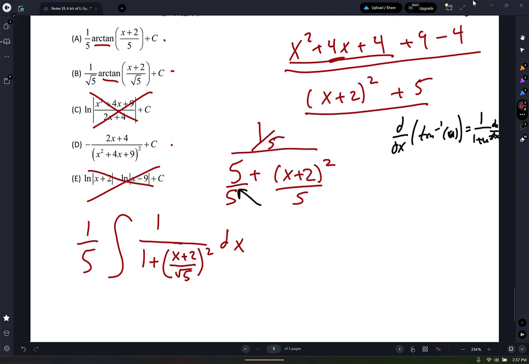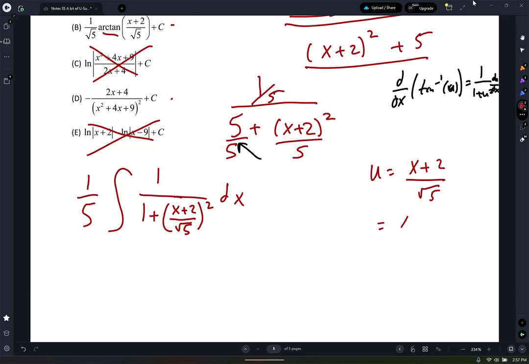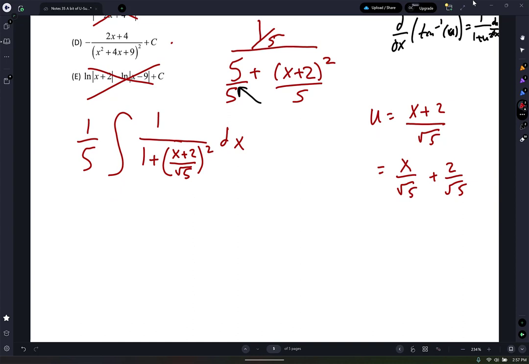All right, so on the side, I'm going to say u equals x plus 2 divided by square root of 5. In case you don't know what that is, just make it simpler: x over square root of 5 plus 2 over square root of 5. Are we still okay? du equals 1 over square root of 5 dx. I don't have that square root of 5, so I'm going to force it. I put it down here, so then I put a square root of 5 up here. Are we still okay?